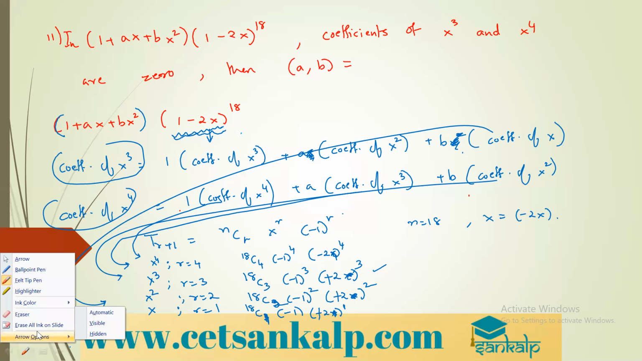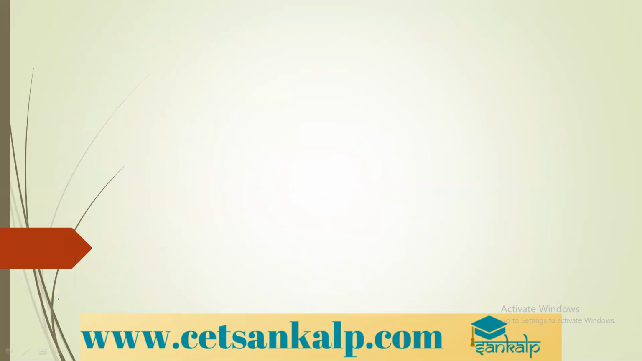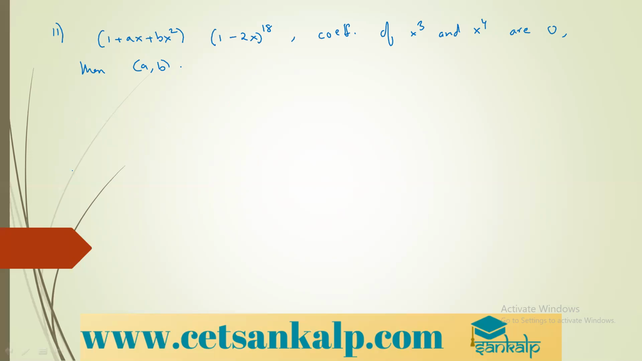I think there is still a little bit of confusion. Let us start from the beginning. In the question, I'm saying multiply 1 plus ax plus bx squared with (1 minus 2x) whole power 18. Then find coefficients of x cube and x power 4, which are zeros. In such case, you have to find a and b. That is what they are saying.